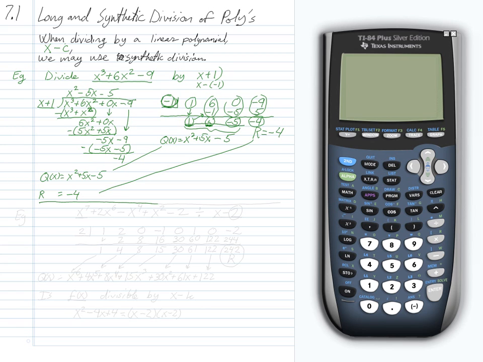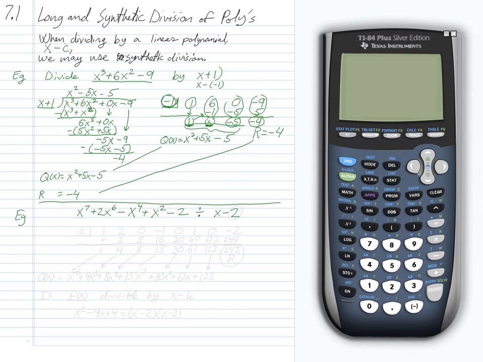So let me try one more of those. Let me divide x to the 7th plus 2x to the 6th minus x to the 4th plus x squared minus 2. I want to divide this by x minus 2. So I will use only synthetic division this time.